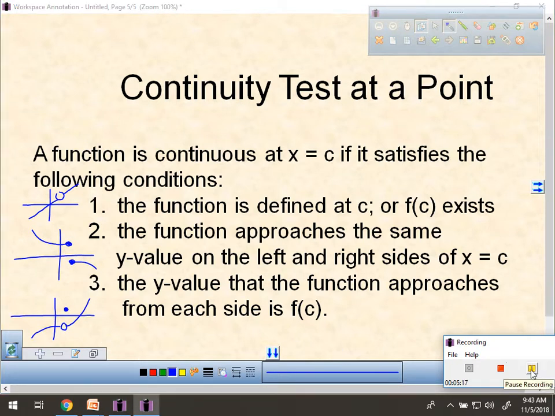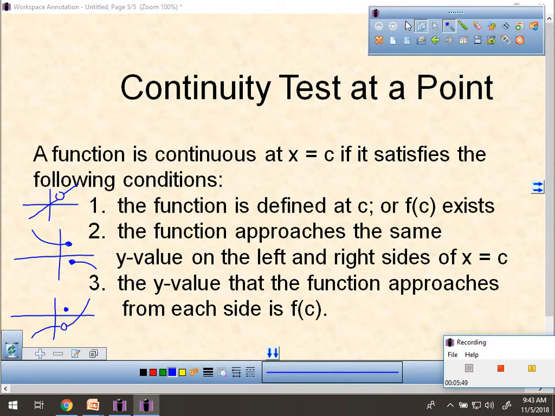All right, so each one of those pictures represents a scenario for 1, 2, or 3. For 1, the function has to be defined. If you notice for number 1, this is not defined. There's a hole right there. It's a point discontinuity. For number 2, the function has to approach the same thing on the left and the right side. Notice that this doesn't. It's a jump discontinuity, right? It's approaching two different things. And for number 3, whatever the function is approaching on the left and right, it's got to be equal to where that function is defined. So this is not continuous because this point is up here. It should be right there.